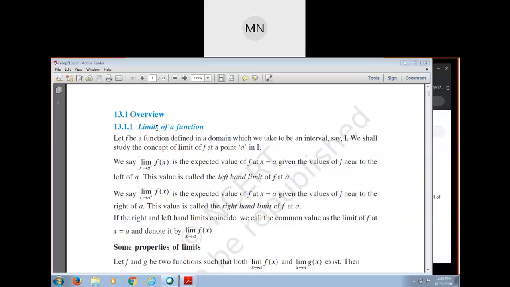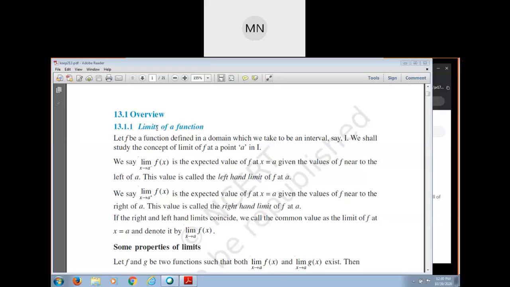So if we choose x equals a, if we take any value of x, then you get a value for y. So limit means what? I have already told you, to define a closer concept in maths, we use limit. Suppose x equals a. In limit, we say that x approaches a.